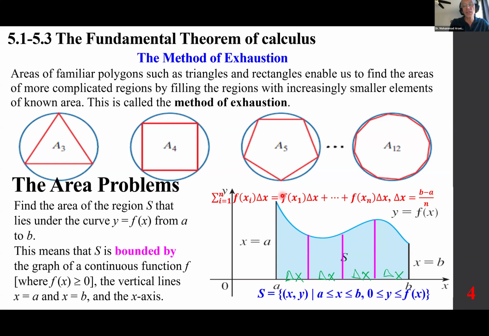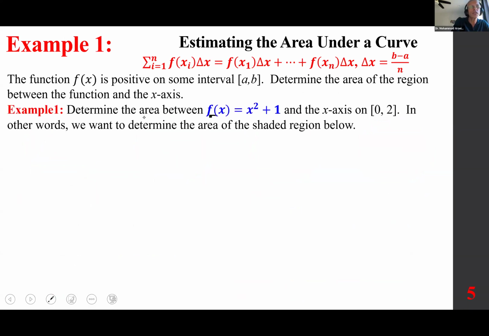And as far as the height is concerned, you may choose the left endpoints. So that would be the height, for example, if we go with the left endpoints. We may choose the right endpoints. We may choose any point in between. This is not the area under the curve. This is an approximation. To make some sense out of this, we are going to look at this example.